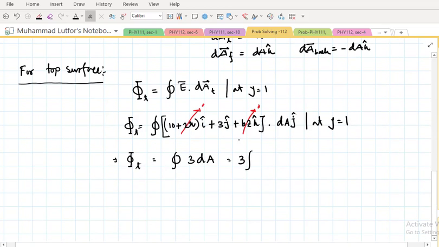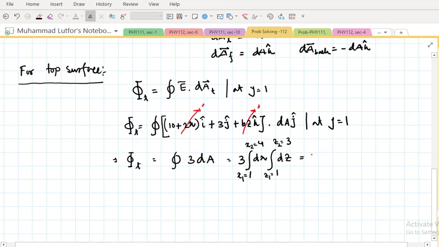Then I can write it should be dx, and the second one will be dz, and this gives me the limiting values, right? x1 would be 1, x2 would be 4, and z1 would be 1, z2 would be 3. I have to integrate that one.